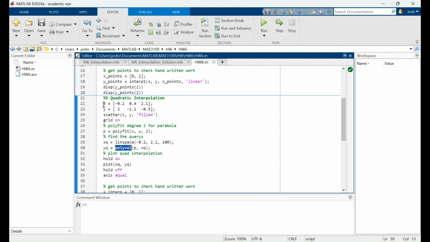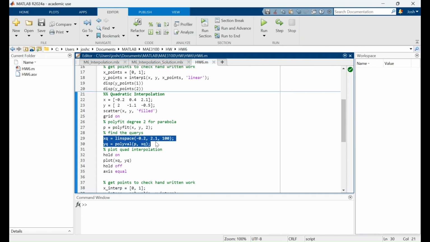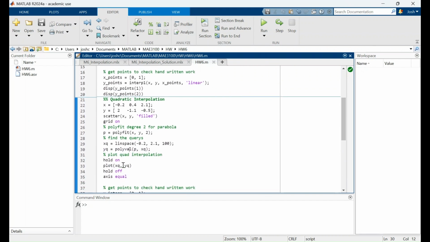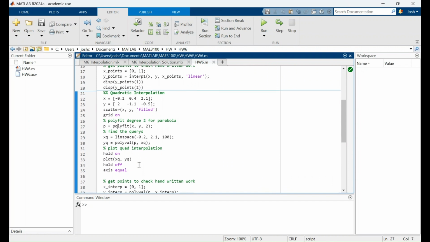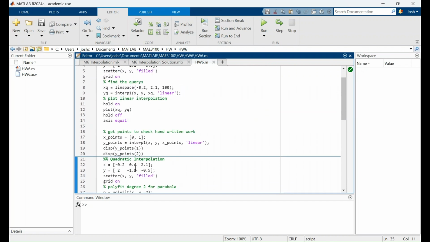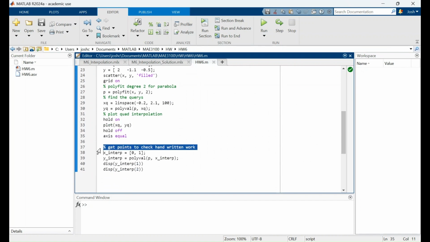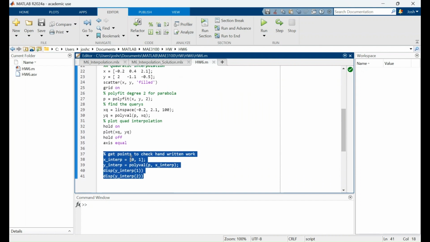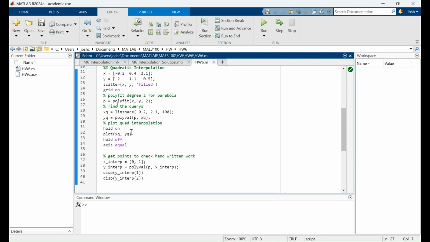Same data set and scatter in the grid and everything. We use degree 2 because that's a parabola, x squared, degree 2. So that's our MATLAB function. We find our queries just like we did last time, except we don't use interp1. We use polyval from polyfit, and then we plot it just like the last one. Getting the points is the exact same, except we use polyval rather than interp1. So you pretty much just substitute interp1 with polyval, and you have to add this little polyfit above the polyval first.